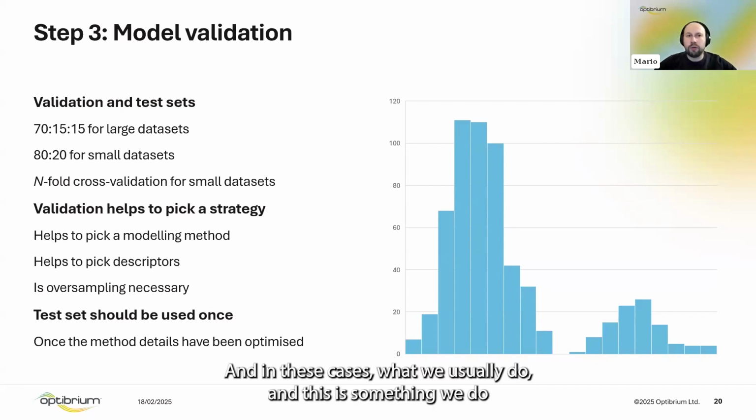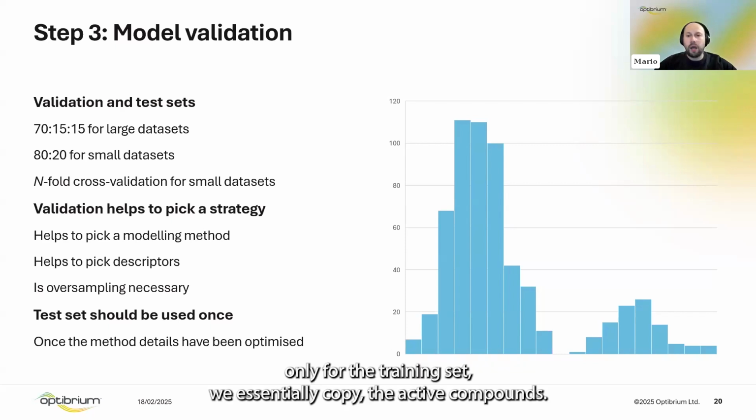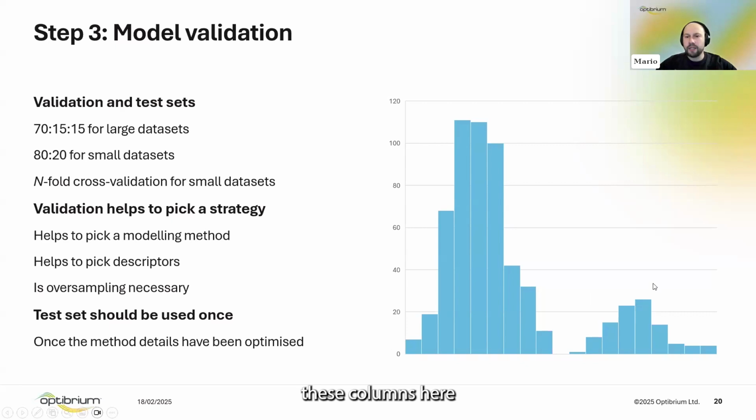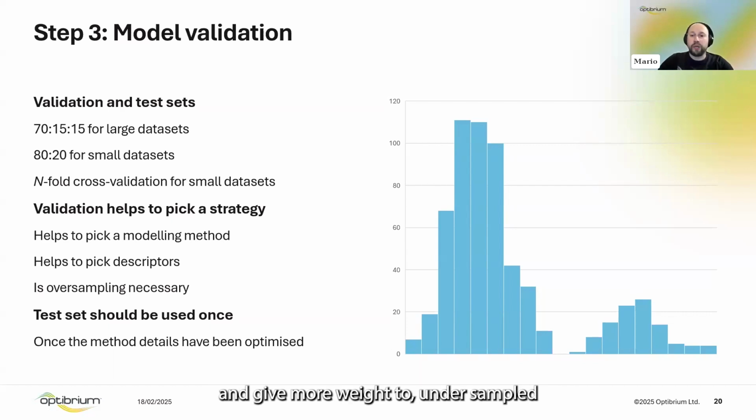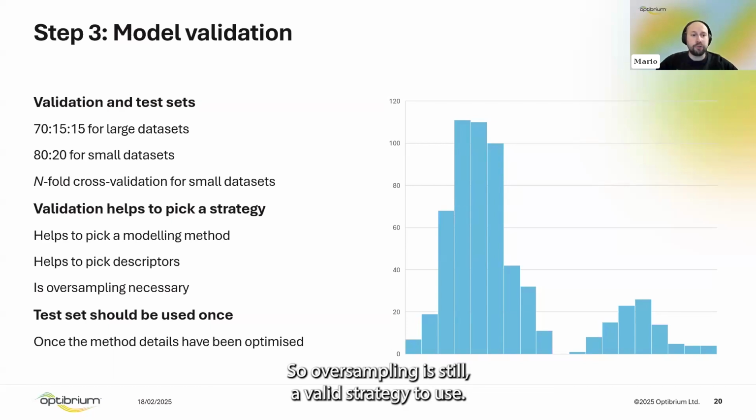In these cases, and this is something we do only for the training set, we essentially copy the active compounds, in this case these columns here, and paste them into our training set, just to balance out the active and inactive compounds. What it does is it gives more weight to the properties or features of these compounds, and then the model learns from these features. You don't always need to do that. There are some modeling methods which automatically take that into account and give more weight to undersampled data points, but you can't always choose those methods. So oversampling is still a valid strategy to use.